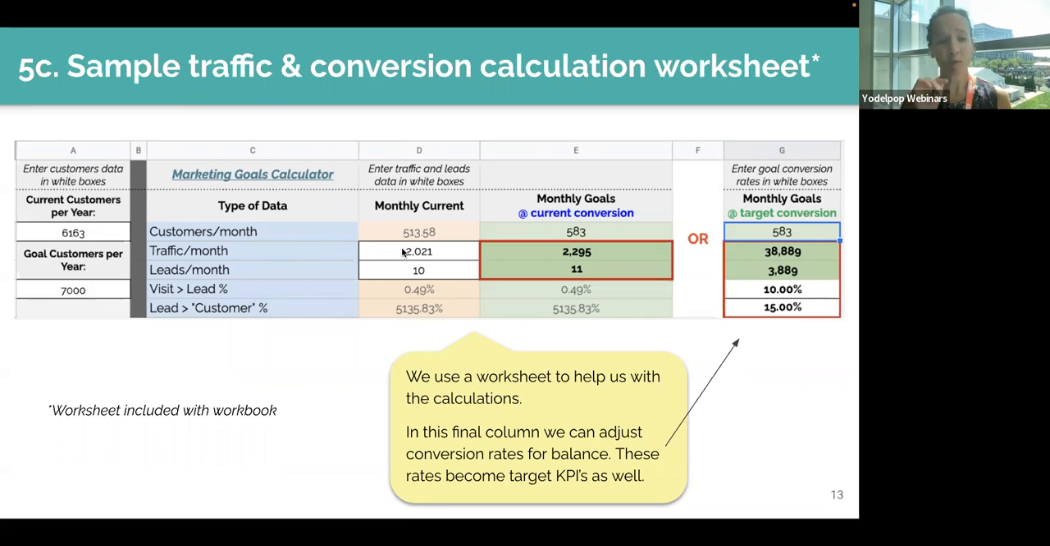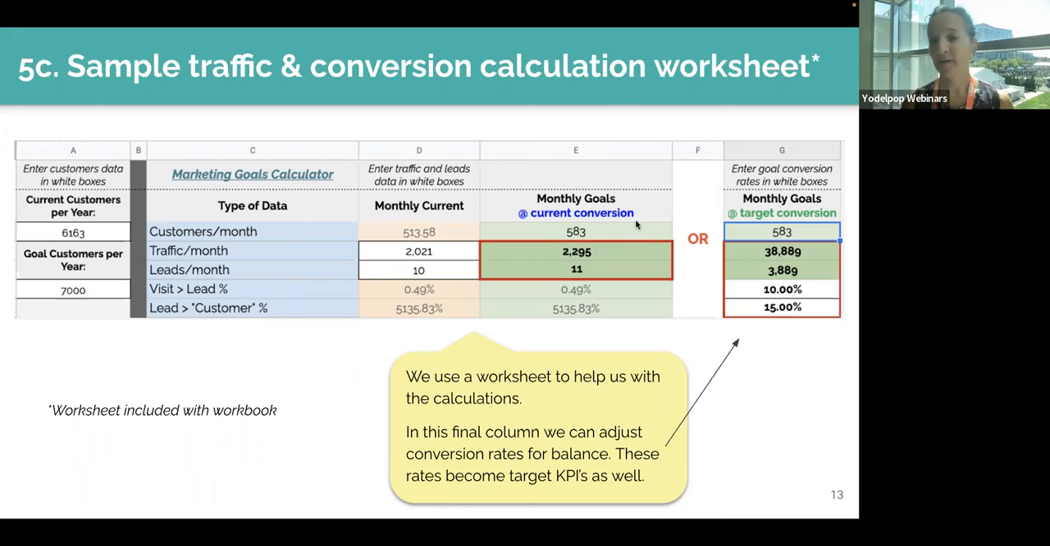The sheet's going to calculate. Then we're also going to put in how much traffic we're currently getting on the website every month. We're going to enter how many leads, how many new contacts we're getting every month into our CRM, our donor management software. Then the sheet's going to calculate these other numbers. So now, based on current traffic and current leads, we know what our conversion rate is from visitor to lead. We know what our conversion rate is from leads to customers. And everything else over here in green is going to automatically get calculated. We have 2 columns to choose from in calculating a goal for our marketing team.